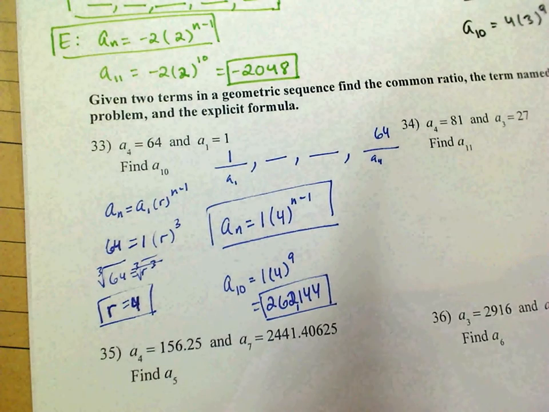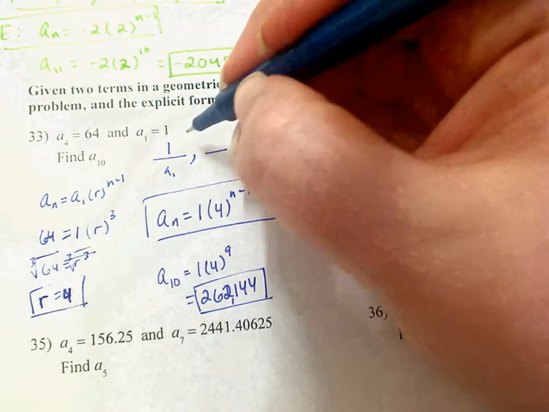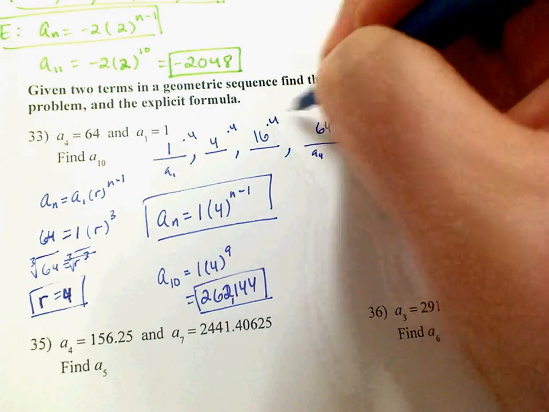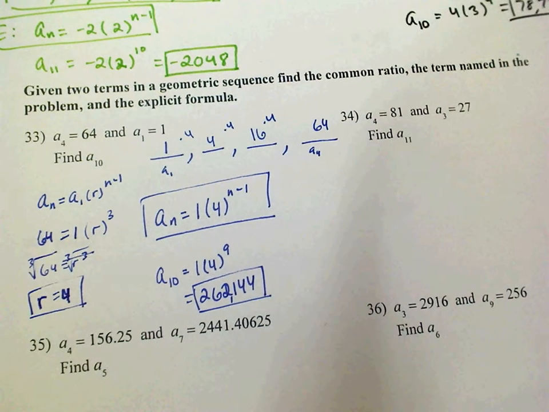Okay? If you want to check yourself, you can by multiplying by 4: 1 times 4 is 4, times 4 is 16, times 4 and I do get 64, so we are correct. It's a good idea to check yourself.